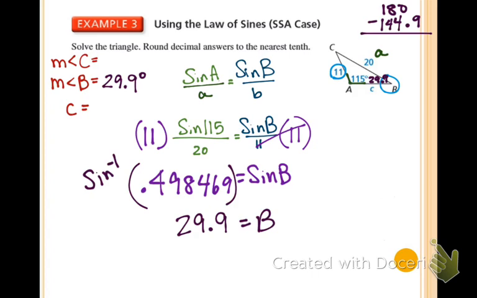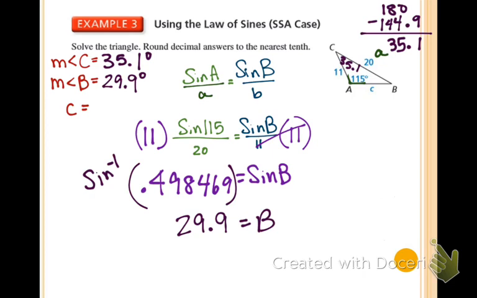What is 115 plus 29.9? 144.9. Okay, so 180 minus 144.9. What is it, 35.1? So we just found angle C to be 35.1. Because of us finding that, we can now find side C. Because if angle C is 35.1, we now know the angle, and we're missing the side, so we can set up a proportion.